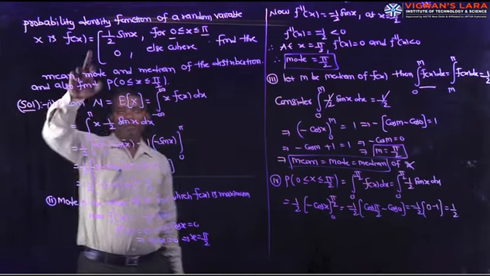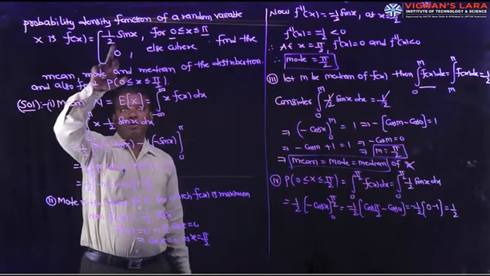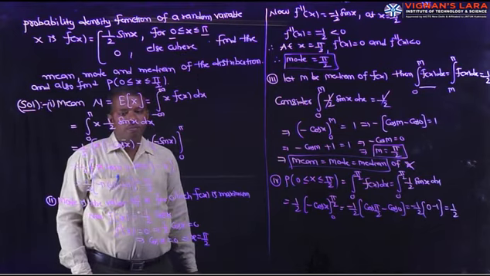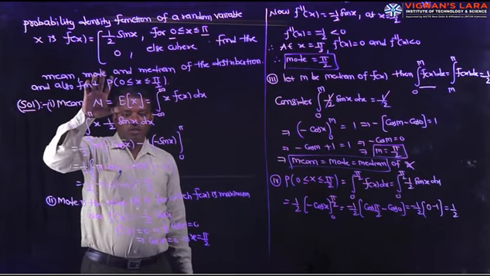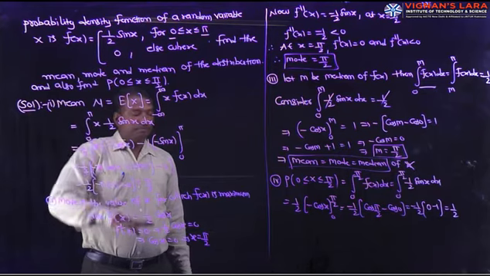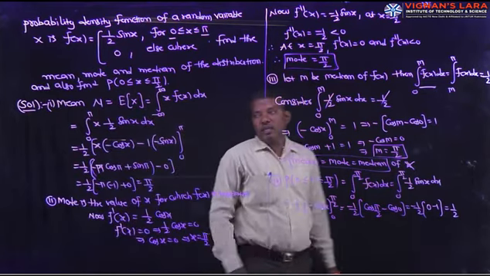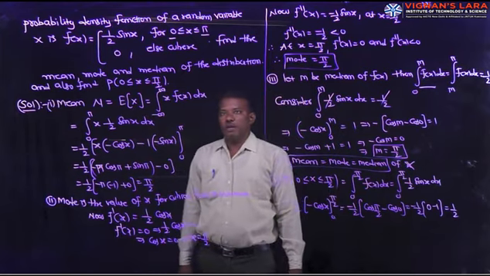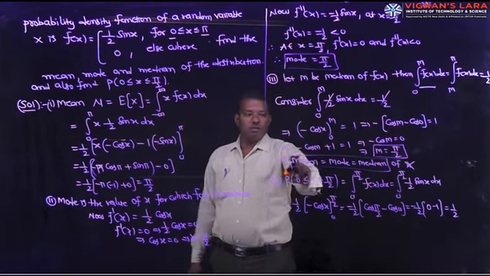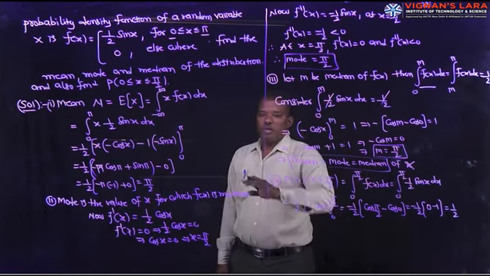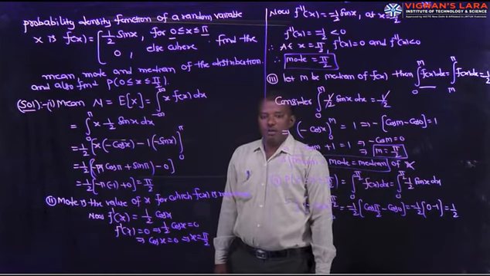Here f of x is 1 by 2 into sin x for 0 less than or equal to x less than or equal to pi. Observe this problem, the interval is 0 to pi. Lower limit is 0, upper limit is pi. Then calculate mean, mode and median. Hence show that mean equals mode equals median of the continuous random variable. Also find the probability between 0 and pi by 2.